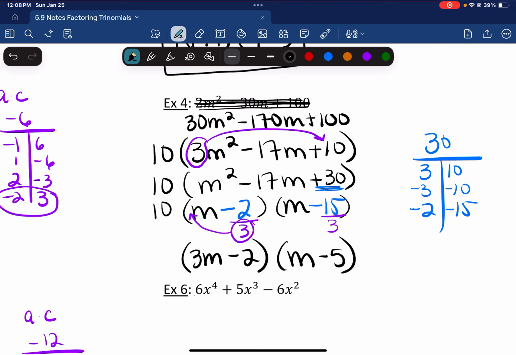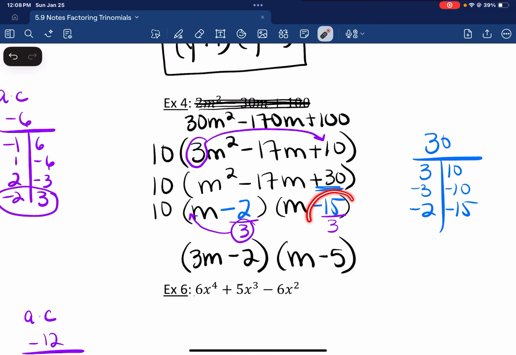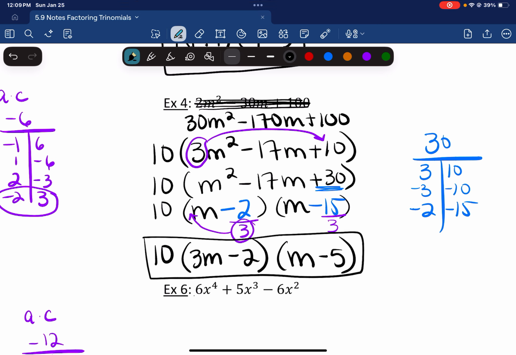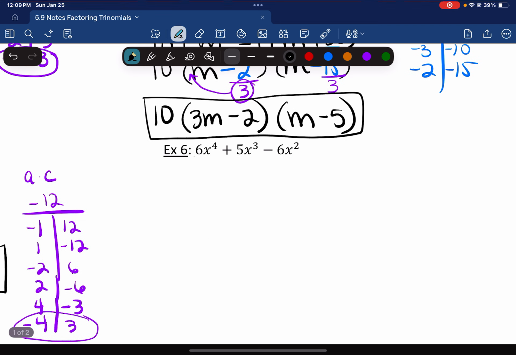I don't have to slide anything forward because, again, this term simplified to a whole number. And, of course, don't forget to bring down your 10 that you factored out originally. So that's how you can use the divide and slide method, or slide and divide. I can never remember which way they call it. Anyway, let's look at one more example. 6x to the fourth power plus 5x to the third minus 6x squared.